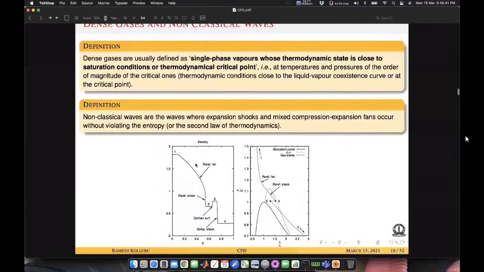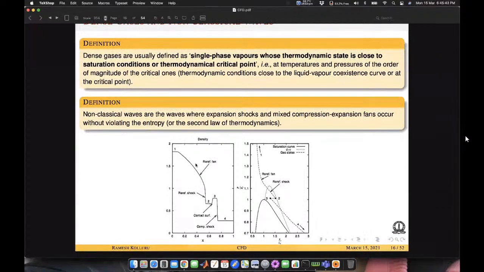Then we have what are called non-classical waves. These non-classical waves have the exact opposite behavior to the classical waves that I have explained. Wherever expansion has to occur, you can have a shock. Wherever a shock has to happen, you can have an expansion. So there's a combination of these two things, and this happens very close to the liquid vapor region where saturated liquid and vapor coexist. I will not go through the details of this.